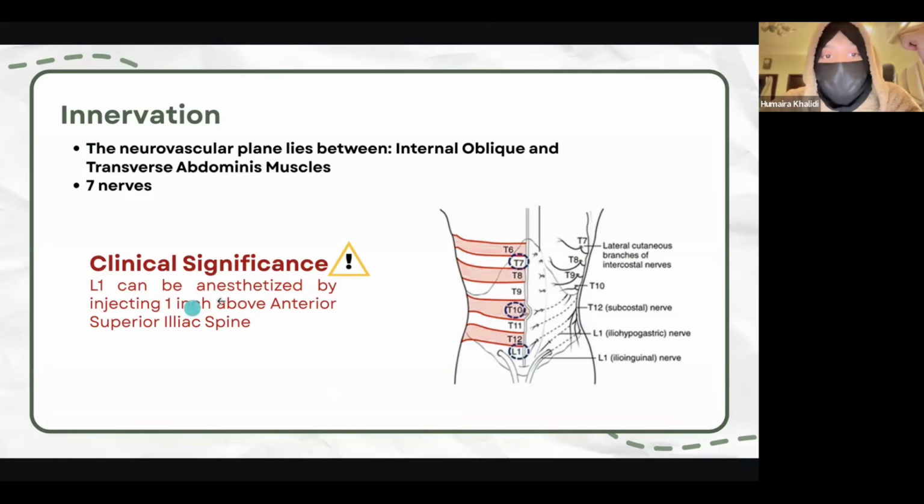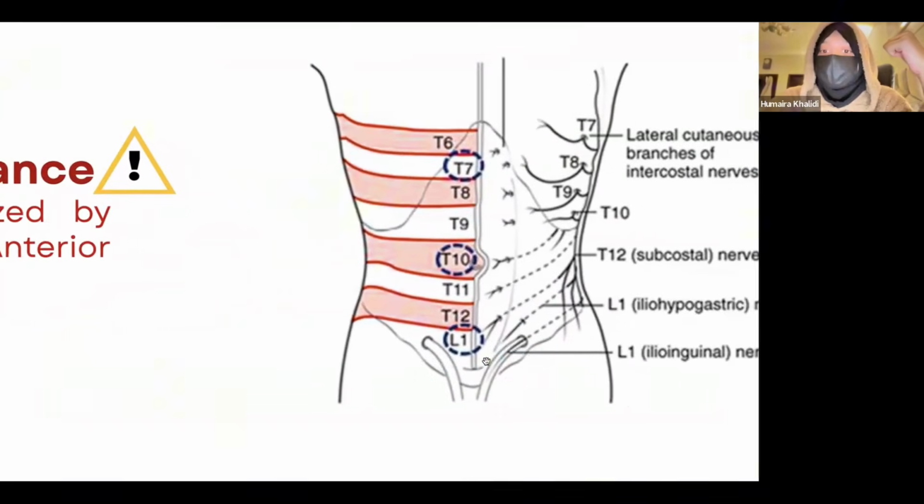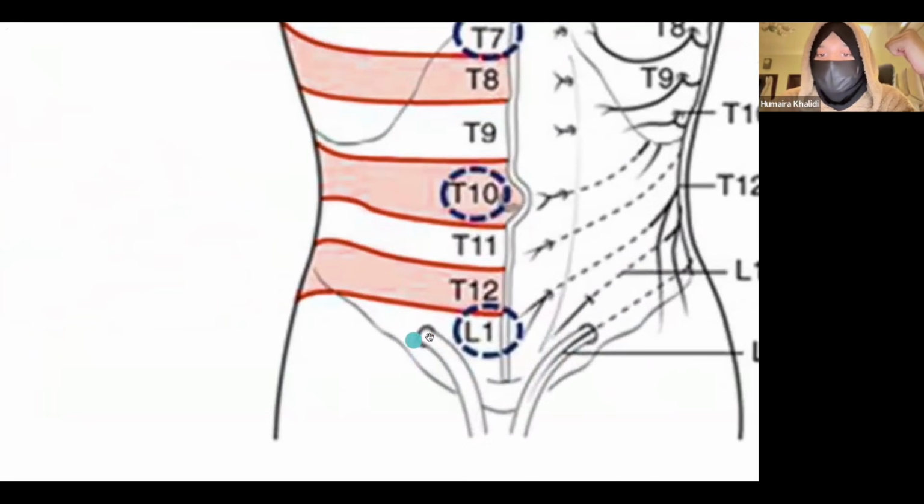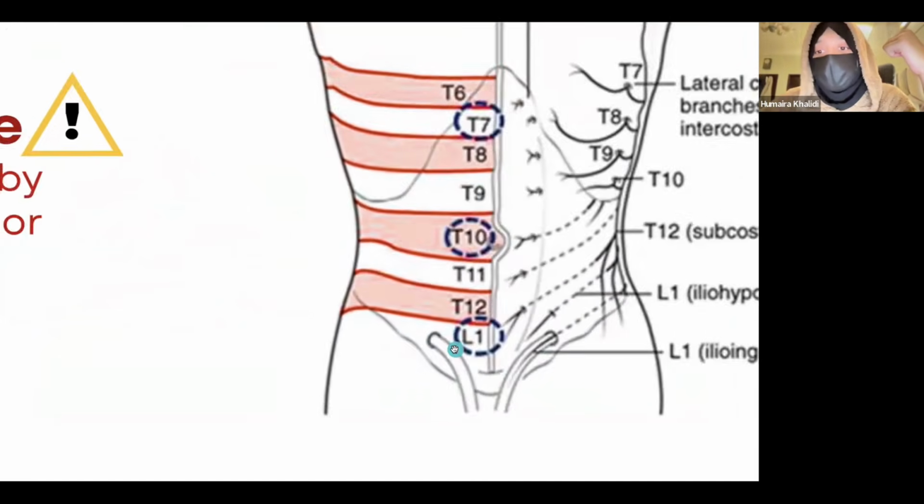The L1 can be anesthetized by injecting 1 inch above the anterior superior iliac spine. Why would you need to know why L1 needs to be anesthetized? It is because L1, do you see this circle here? That's actually the inguinal canal, guys. The L1 passes through the inguinal canal.